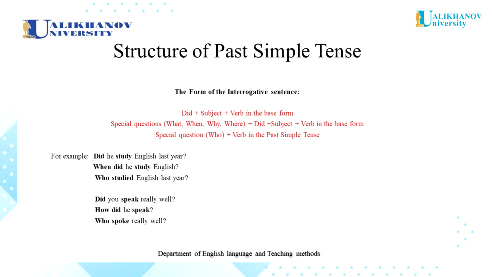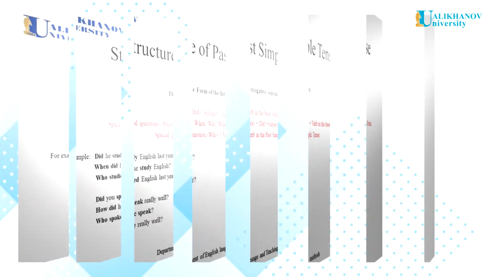To form the special question to the subject of the sentence, you mustn't use the auxiliary verb did. In this special question, the word order will be quite different. So, special question who will be on the first place, then will be the verb in the past simple tense. For example, who lived in England last year? Who spoke English really well?